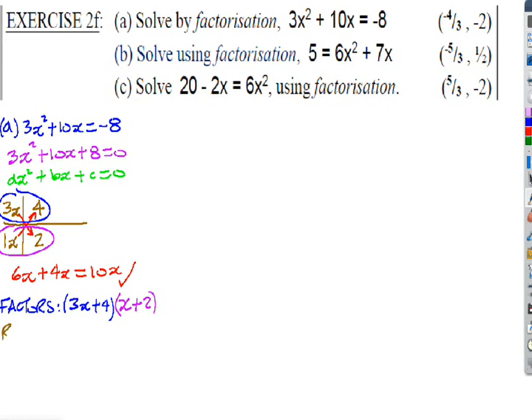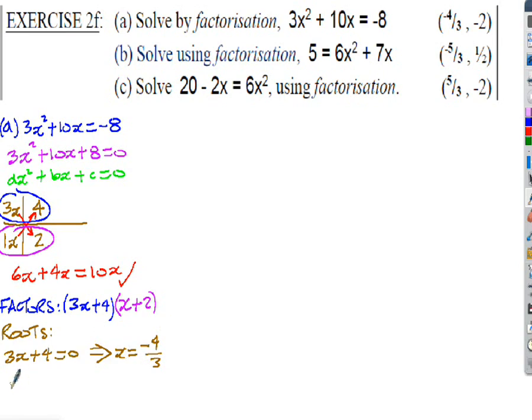Solving for the roots, the solutions of the equation, we just take each of the above factors and equate them to 0. So 3x plus 4 is equal to 0. So rearranging, if I subtract 4 from both sides and divide by 3, then x is equal to negative 4 divided by 3 in this case, over my simple equation for x.